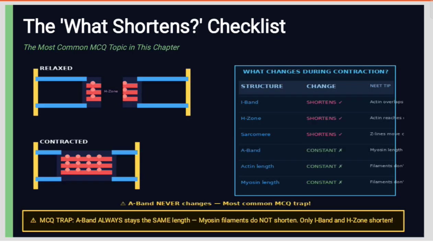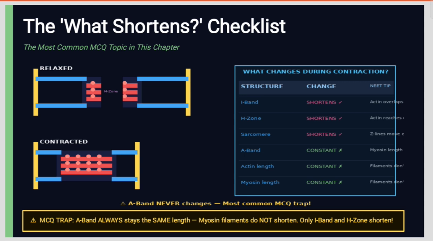Now, these are the short notes. This slide is worth more exam marks than any other slide in this chapter, because many competitive examinations have asked about band changes in almost every alternate year. Memorize this table as if your rank depends on it, because it does.